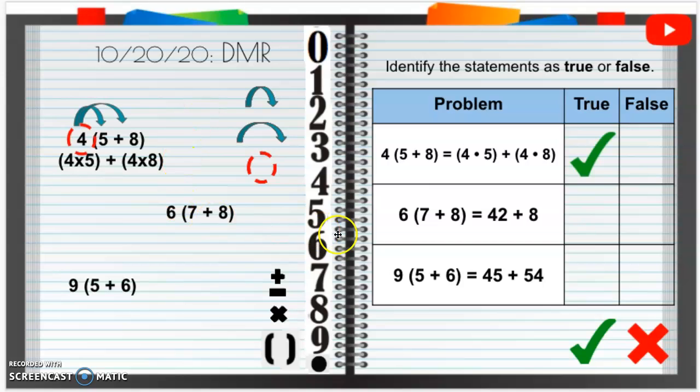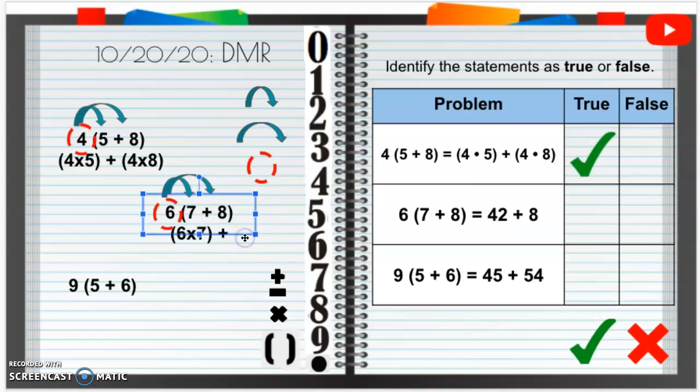All right, 6 times the quantity of 7 plus 8. Does that equal 42 plus 8? Well, let's take a look. Let's circle this number in front, the 6. Actually, I think I need to make this bigger. Okay, there we go. So we have the 6 circled. The 6 is going to be distributed to that 7. So 6 times 7 is 42, right? So the first part here is that 6 times 7. Keep that plus. And then the next part is 6 times 8.